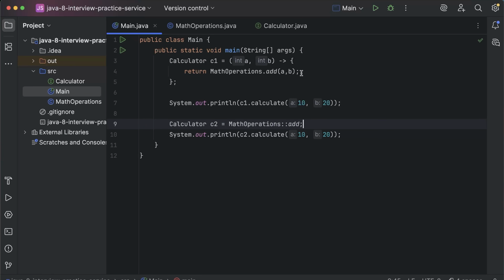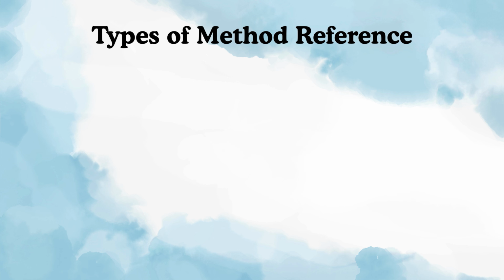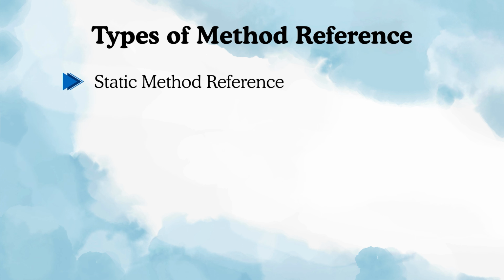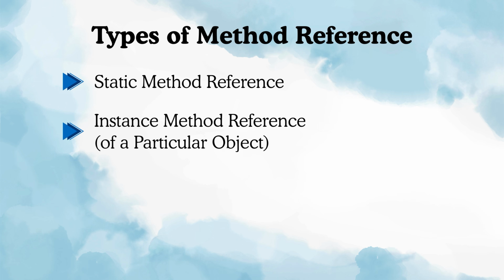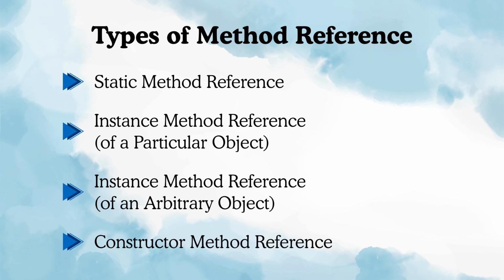So the condition is that there should be a single statement, and inside that statement there should be a method call that is happening. Okay, now there are actually 4 different types of method references: static method reference, instance method reference of a particular object, instance method reference of an arbitrary object, and constructor method reference. So one by one, let's understand each of them.